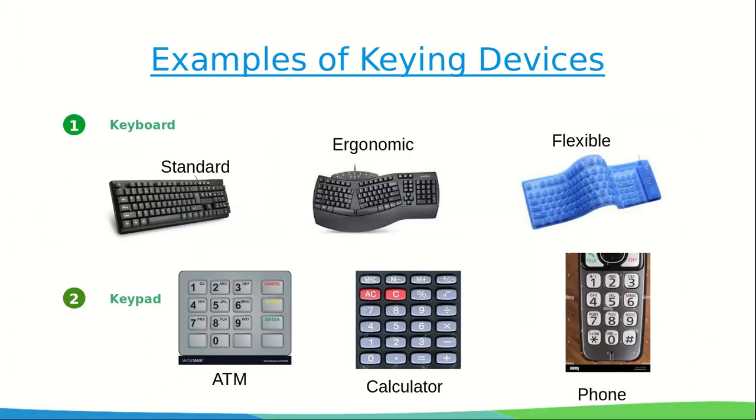Now, let us look at some examples of keying devices. Remember, we said that these are devices that are used to enter data and instructions by pressing their keys. And obviously what comes to your mind is the keyboard. The keyboard is the most common of these input devices. And you can see here on your screen, even keyboards, we have different types. The first one that you can see is a standard keyboard. A standard keyboard is just a keyboard that you will find anywhere, at school, in the office, at home, and the like. We also have an ergonomic keyboard.